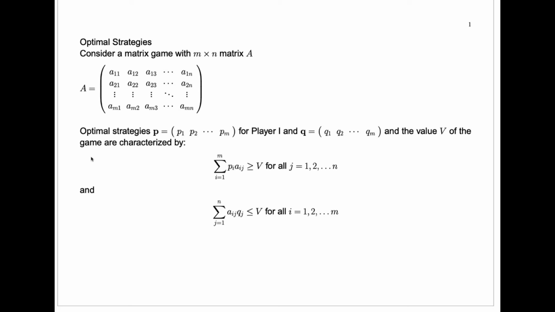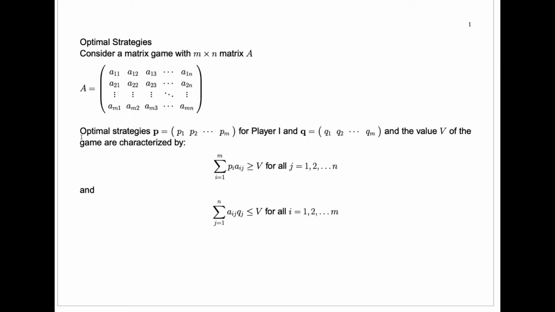Today, in an attempt to move towards solving finite games in general, we're going to start to talk about equalizing strategies and move forward from there. We'll begin by reminding ourselves of what it means to say we have an optimal strategy for an m by n matrix game, with the matrix here given by matrix A.